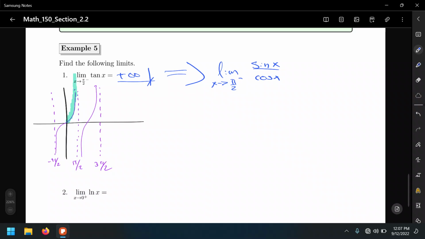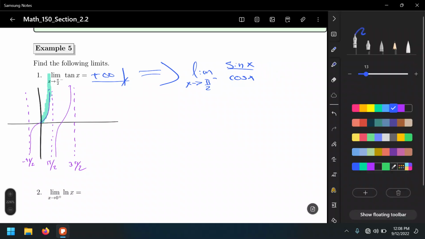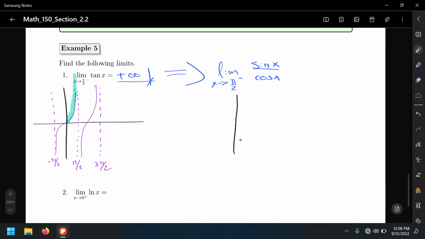Both functions, numerator and denominator, don't have any restricted domain. They are defined for every real number. However, overall, this quotient is undefined where cosine x is 0, right? Because if cosine x is 0, the denominator is 0, and we will get an undefined value. So let's observe this cosine function and analyze it separately.